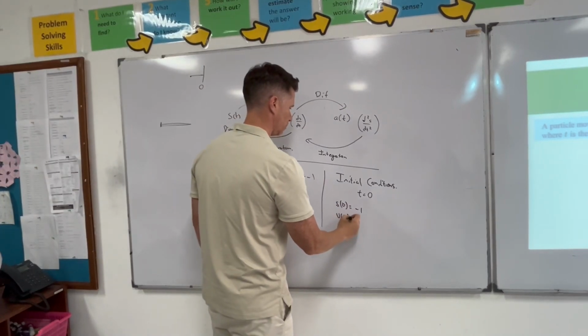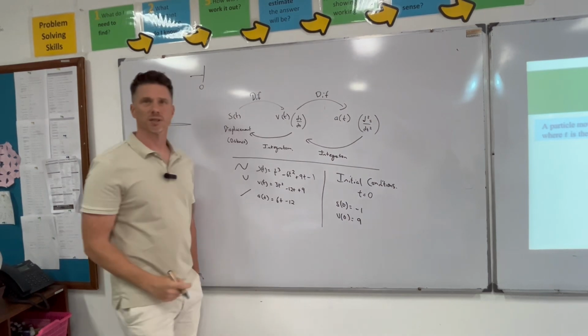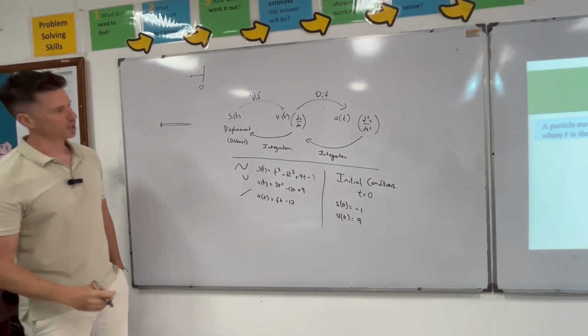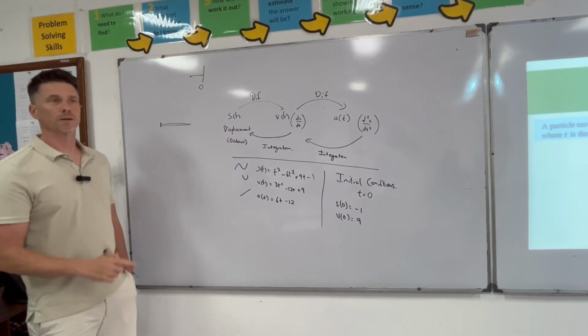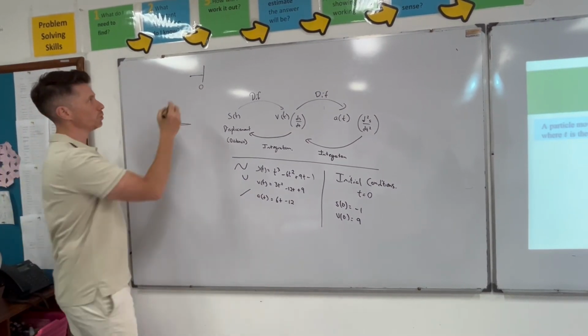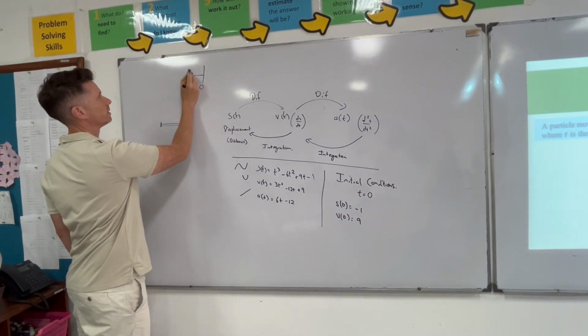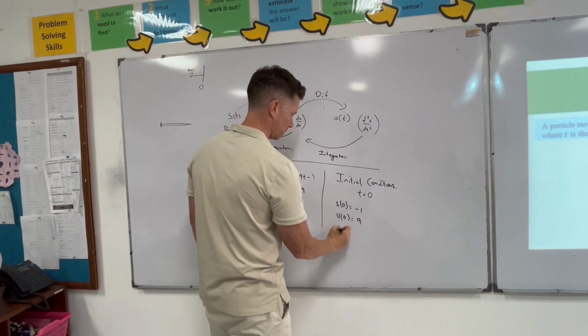When t is 0, we get what? 9. I think that one's self-explanatory. It's going 9 meters per second in which direction? Positive, so to the right. It's going that way. Positive will be that way, negative that way. So it's starting off going this way at 9 meters per second. And it's got an acceleration of what?